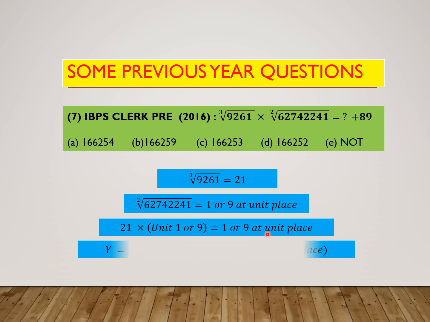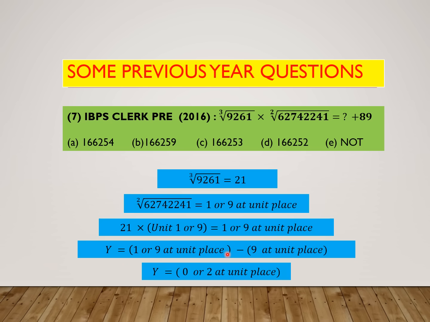Now our y is equal to 1 or 9 at unit place minus 89, that is 9 at unit place. So if 1 was at unit place, then 1 minus 9 is equal to 2, or if 9 was at unit place, then 9 minus 9 is equal to 0. So our answer can be either 0 or 2 at unit place, but from the given options only 2 is at the unit place in option number D. So our option will be option D.